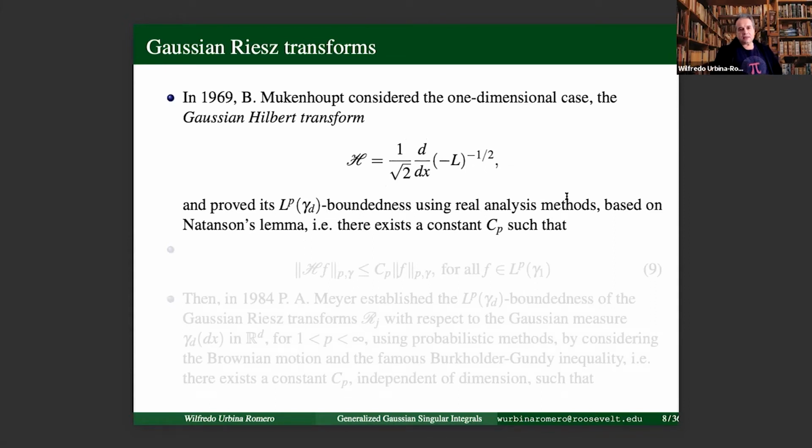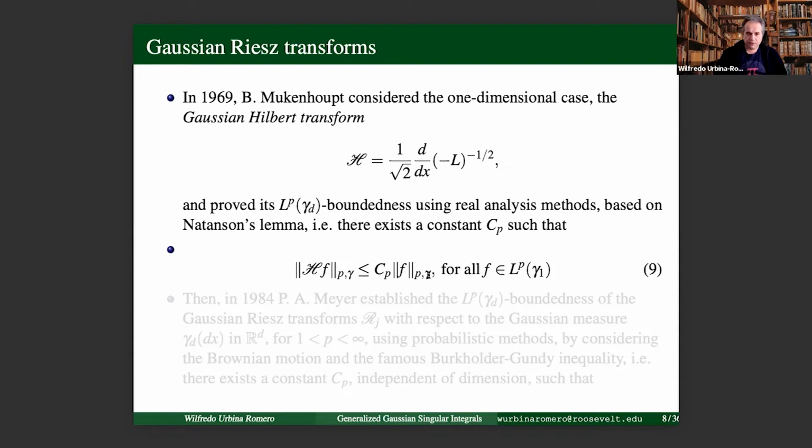Okay, so in 1969, with another motivation, Benjamin Muckenhoupt discussed the one-dimensional case, the Gaussian Hilbert transform. He used the more classical approach of conjugation and the equivalent of the Cauchy-Riemann equations. And he proved with very hard computations that this was bounded from L^p to L^p.